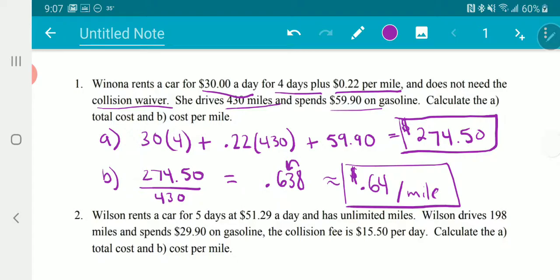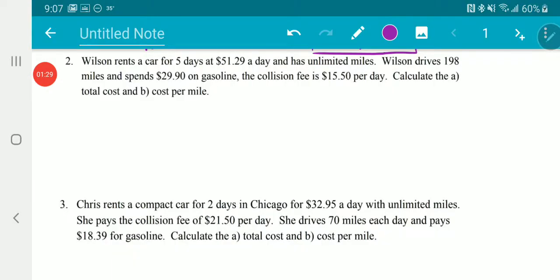Okay, on to number 2. Number 2 says Wilson rents a car for 5 days at $51.29 a day and has unlimited miles. Wilson drives 198 miles and spends $29.90 on gasoline, and the collision fee is $15.50 per day. Again, we got to calculate the total cost and the cost per mile.